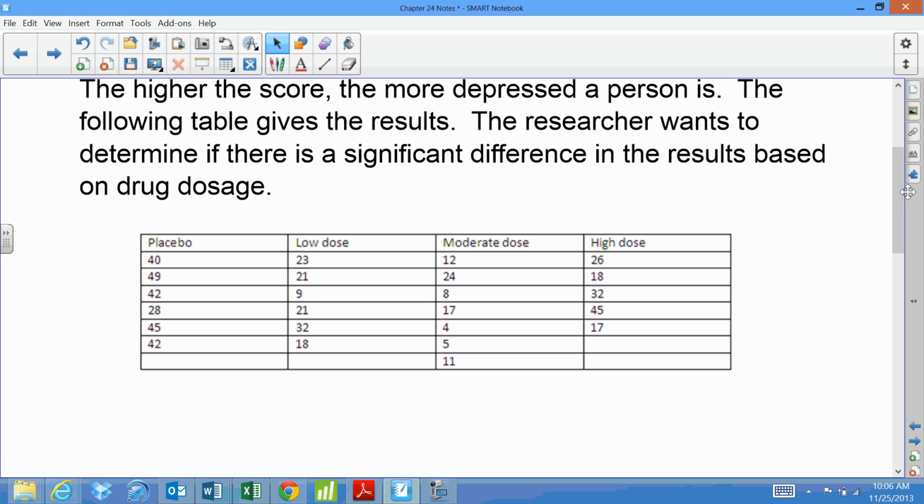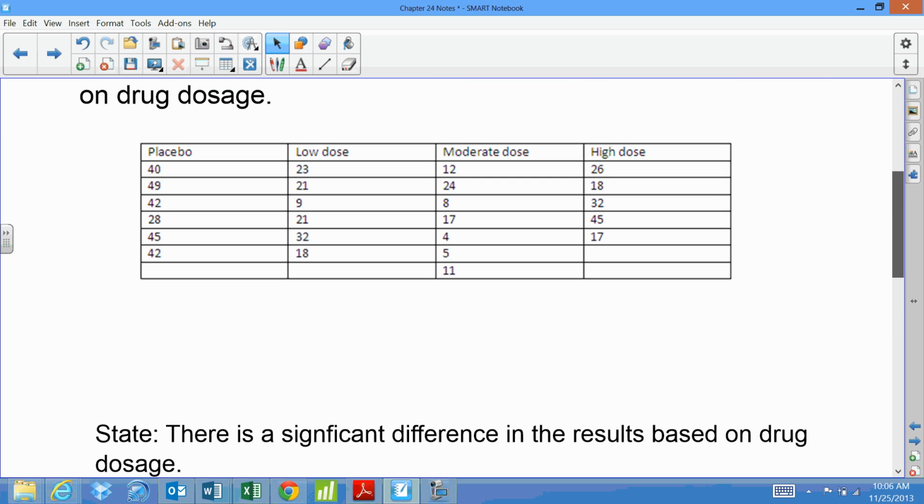You can see the sample sizes are different, which is more than okay. And our ANOVA allows us to compare the means across all four of them. As we scroll down here, our state step is just: there is a significant difference in the mean results based on drug dosage, meaning somewhere in there, there's a difference. That doesn't mean that they're all different, but it means that there is a difference somewhere in our results.